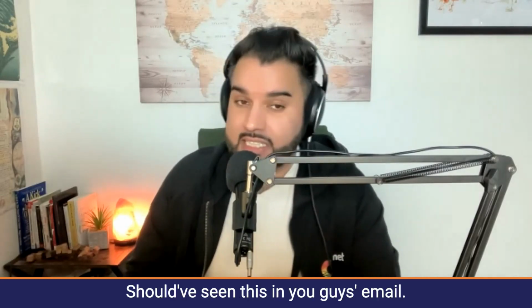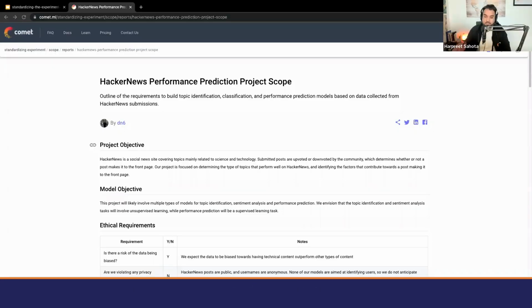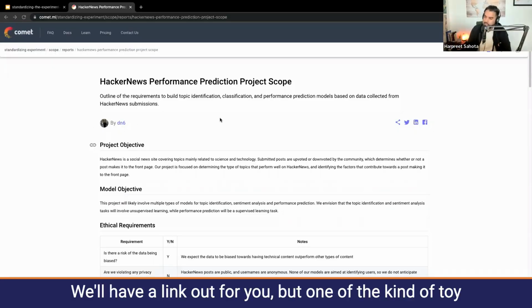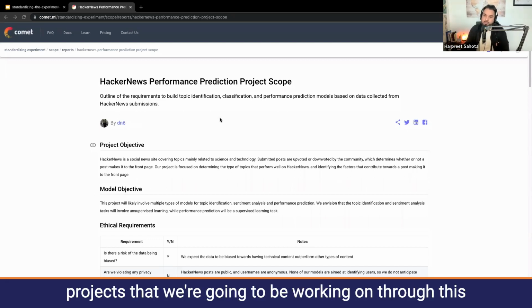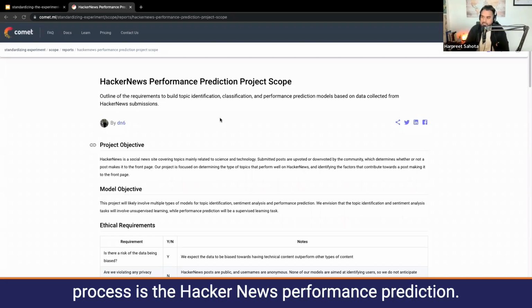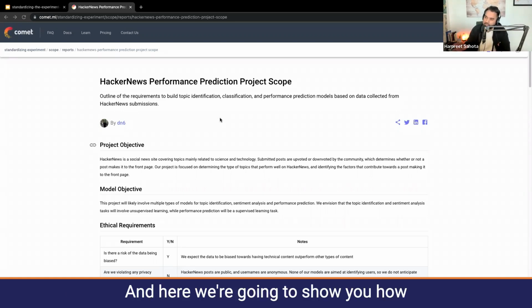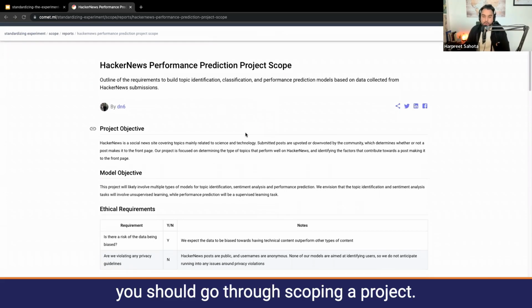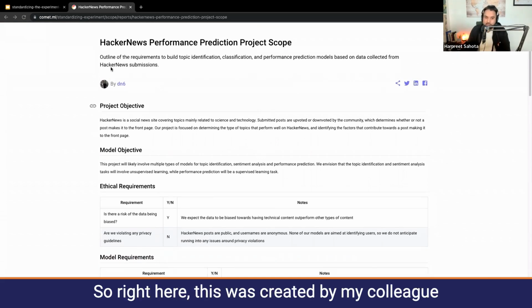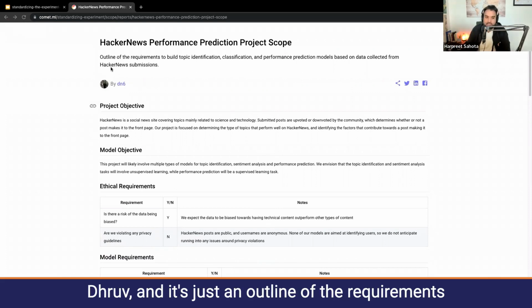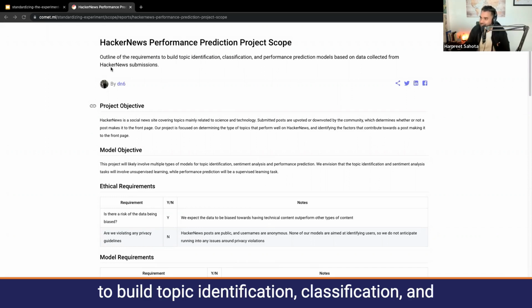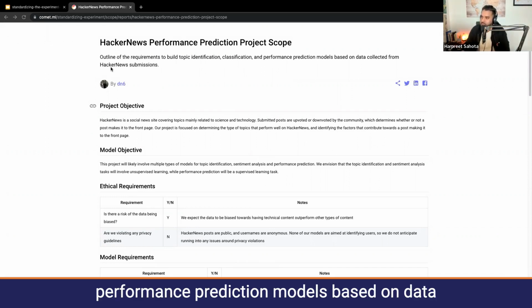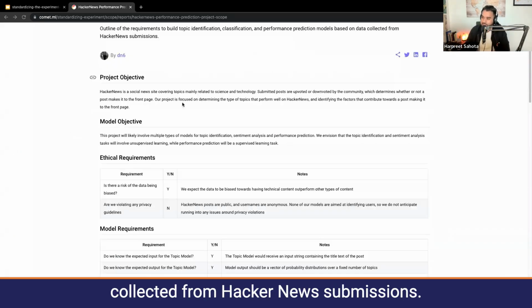So let's go ahead and pull this up. You should have seen this in your email. If not, don't worry, we'll have a link out for you. But one of the toy projects that we're going to be working on through this process is the Hacker News performance prediction. And here we're going to show you how you should go through scoping a project. This was created by my colleague Dhruv, and it's just an outline of the requirements to build topic identification, classification, and performance prediction models based on data collected from Hacker News submissions.